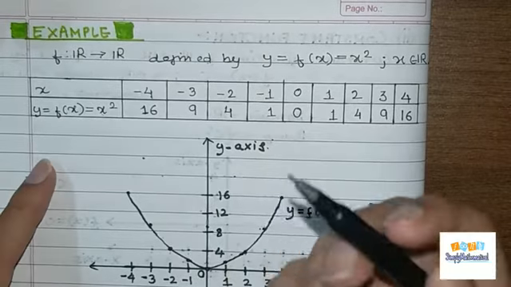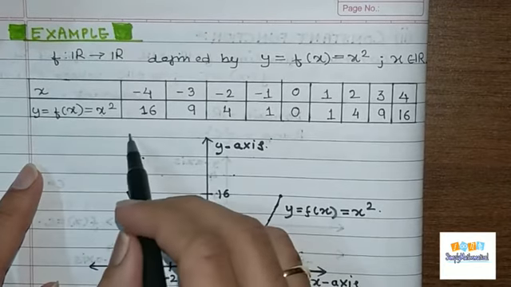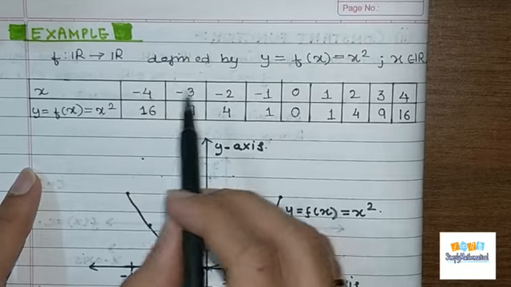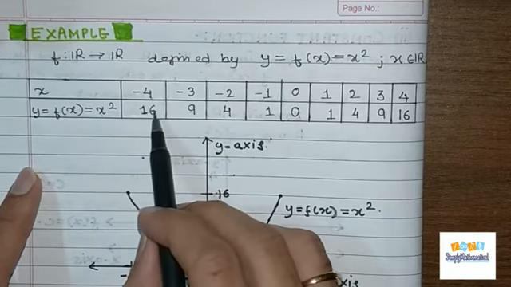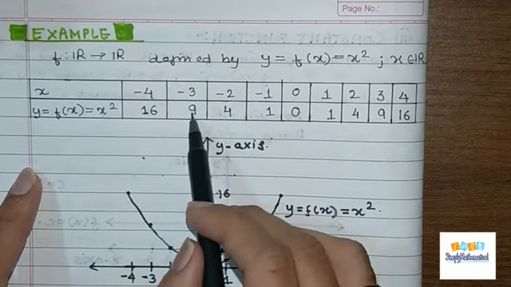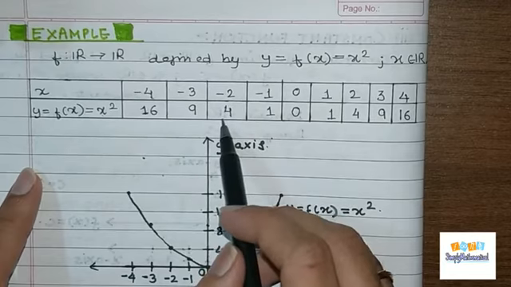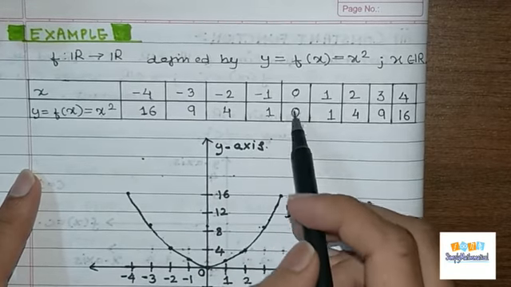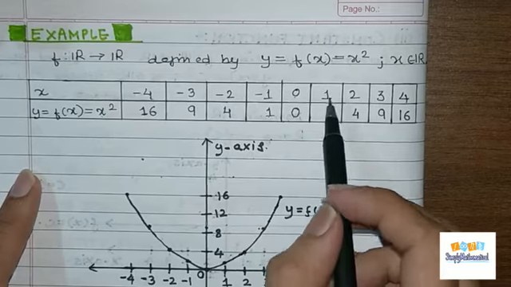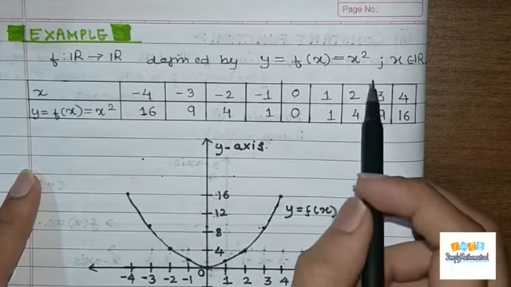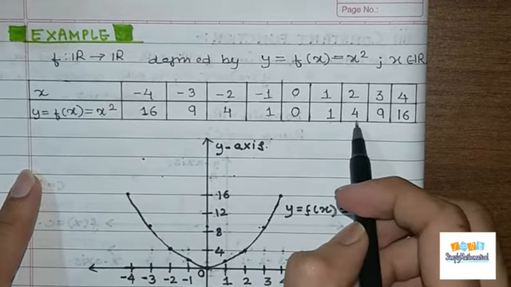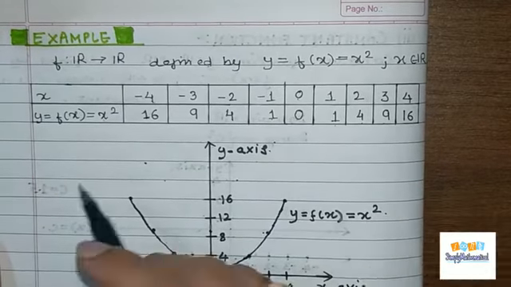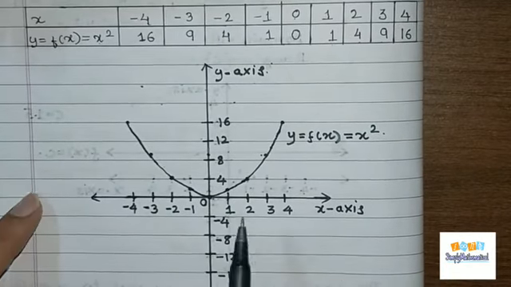Now if we look at some points and look at the function values of those points. So for example, if you take minus 4, you will get what? 16. Then if you take minus 3, you will get 9. If you take minus 2, you will get 4. If you take minus 1, you will get 1. If you take 0, you will get 0. If you take 1, you will get 1. If you take 2, you will get 4. If you take 3, you will get 9. And if you take 4 again, you will get 16, right. So this is the table that you will get.